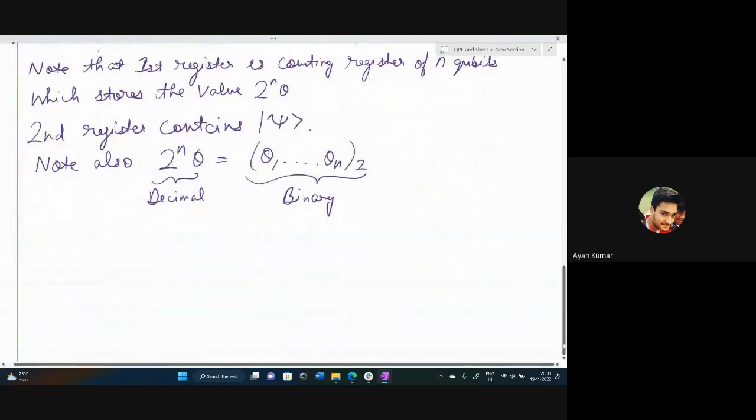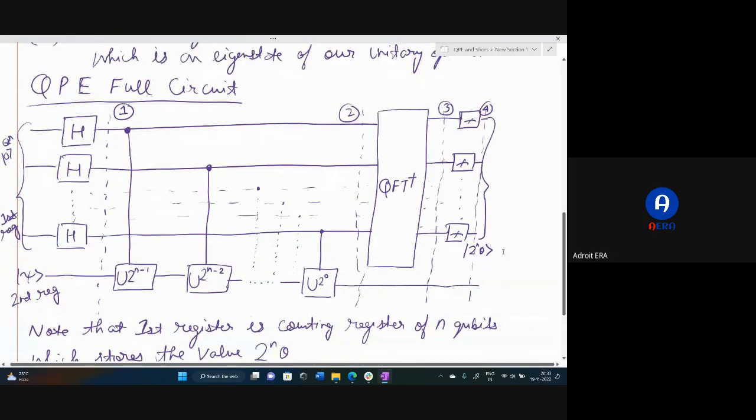Sir, I have a question. What are we actually trying to achieve? As you gave the eigenvector in the last qubit, what do you expect in the result? The result expectation is 2 to the n theta. You are going to estimate the value of the phase, and the result will be in binary. You are going to convert that and then achieve the result of the phase.